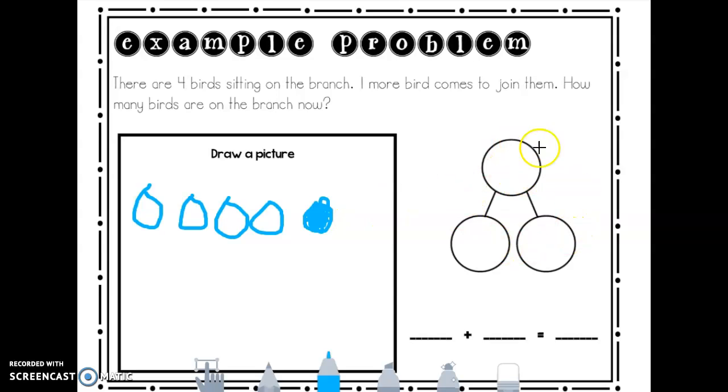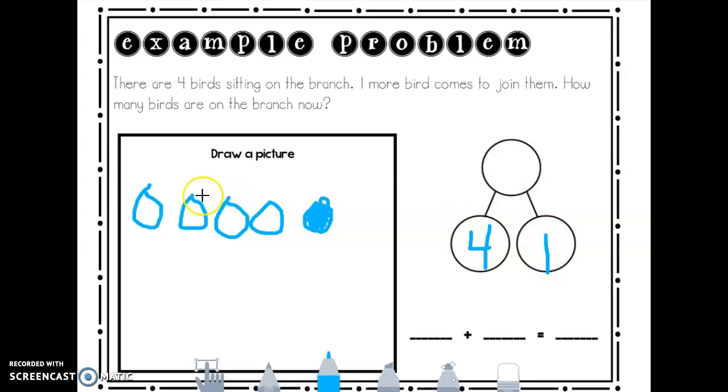So next I need to fill in my number bond. Well, we know that in a number bond, this circle that has the 2 parts coming off of it is where I put my whole. And these circles are where we put the parts. So first in the story I had 4 birds. That's one of my parts. And my other part is this one bird who came and joined them.